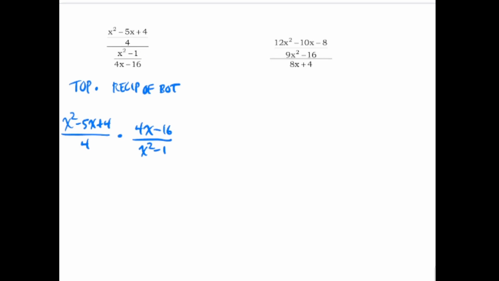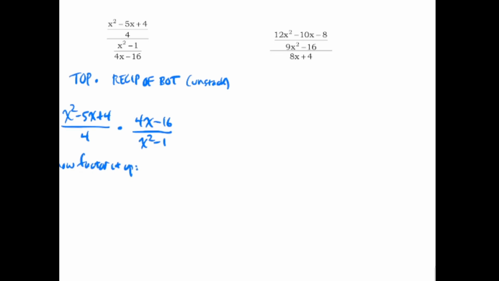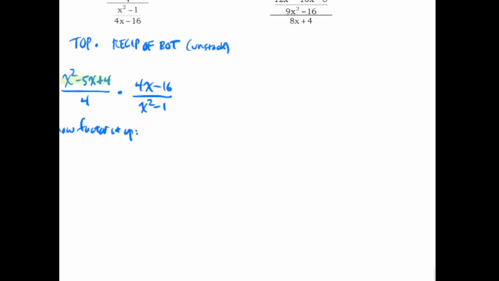So I unstacked it. You might say step 1 is to unstack. Step 2 is going to be now factor. That's a lousy place to write it. I'm going to write it over here. Now factor all these parts. So usually the hard part's the trinomials, right? Because you have to do a little guessing. So let's get this one out of the way.